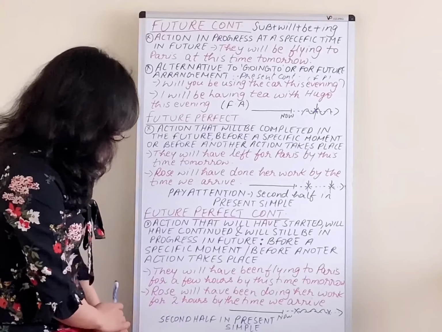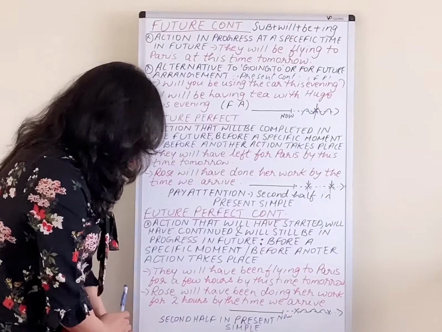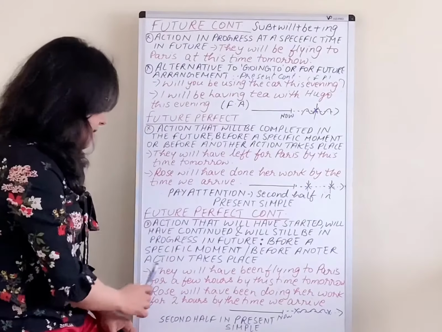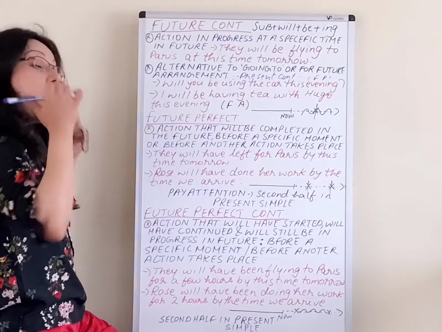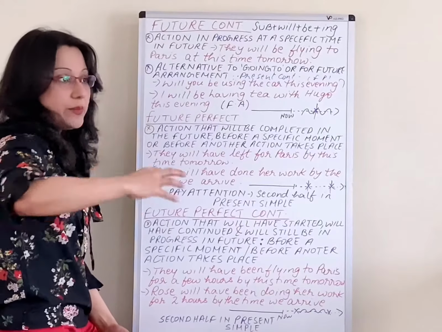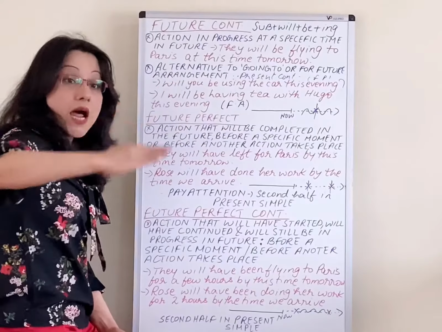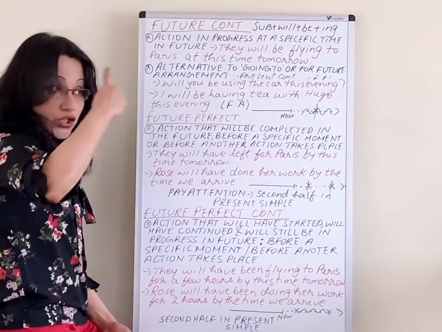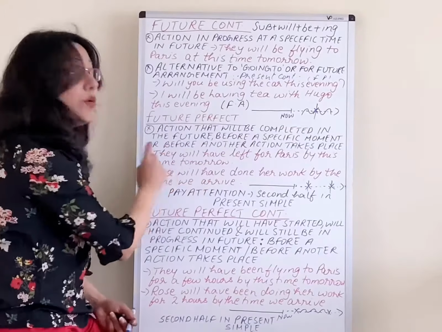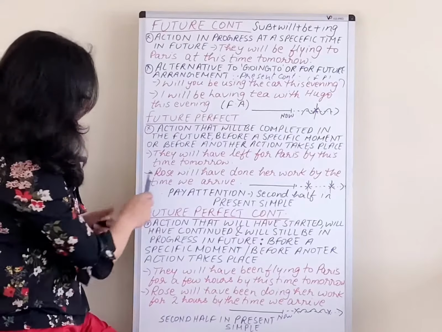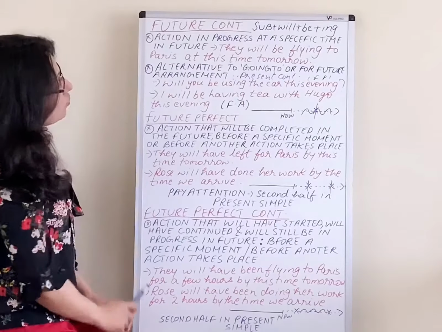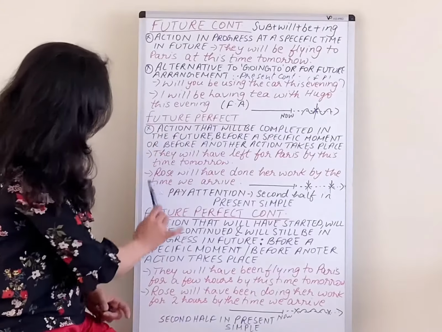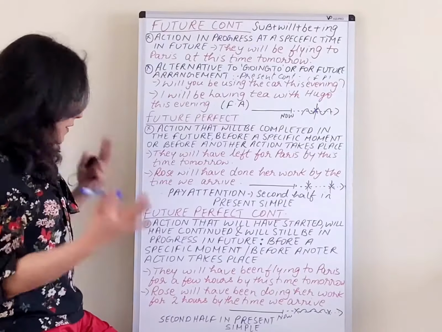Look at the second sentence: Rose will have been doing her work for 2 hours by the time we arrive. Again, how are these two sentences different? Here we are focusing on an action taking place in the future that will be in continuation before we arrive. And there we're talking about a completed action, also in the future, before we arrive. Now I guess you can see the difference. I always try to take the same sentences so that you can see the difference. You can have a look at the board work if you are confused.